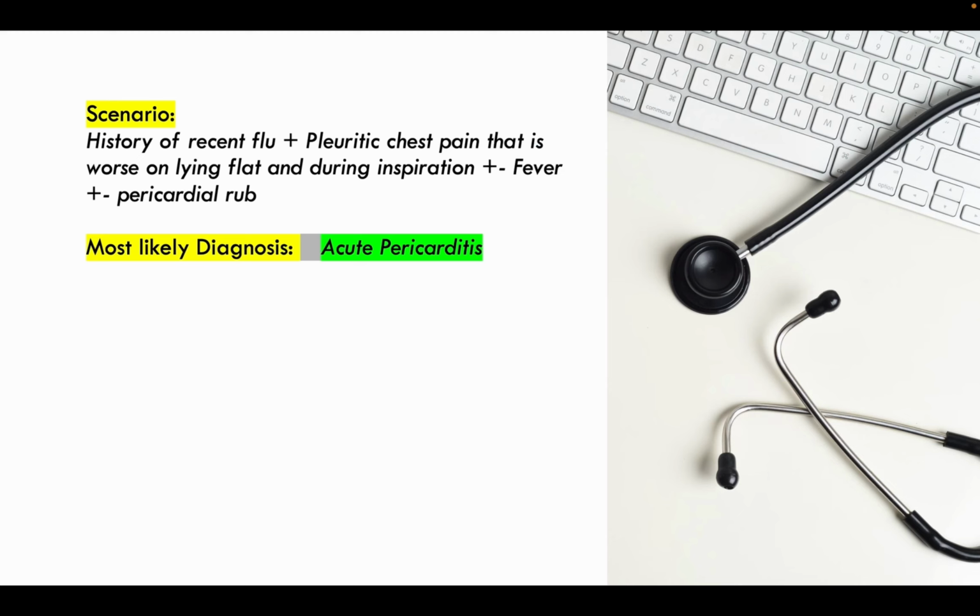In the next scenario, a patient comes with a recent flu or flu-like illness and presents with chest pain which is pleuritic or sharp in nature and worsens with respiration, with or without fever, with a pericardial rub. The most likely diagnosis would be acute pericarditis. If there is no cardiac tamponade and no pericardial effusion, we should advise the patient that it is a self-limiting condition, and we can advise NSAIDs.